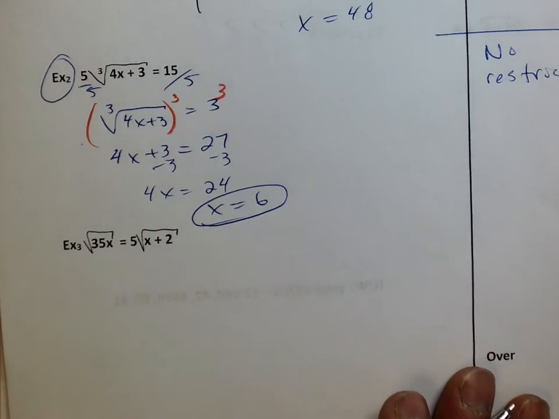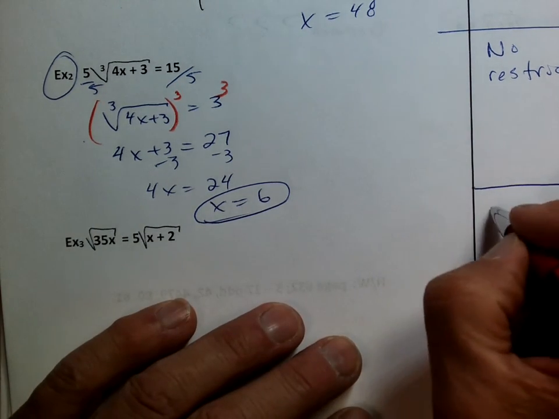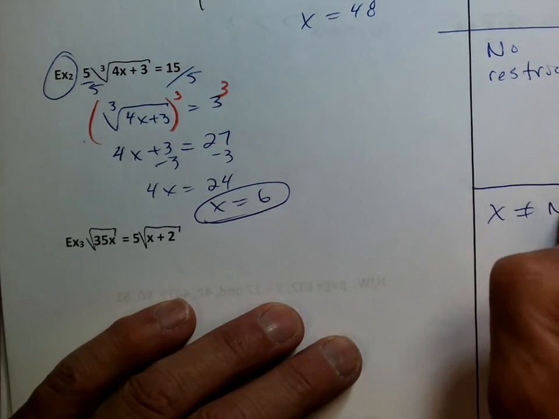Well, for sure on example 5, I better not have any negative answers, okay? Right? No negative answers, okay? You guys agree with that? So on number 5, x cannot equal a negative number, okay?